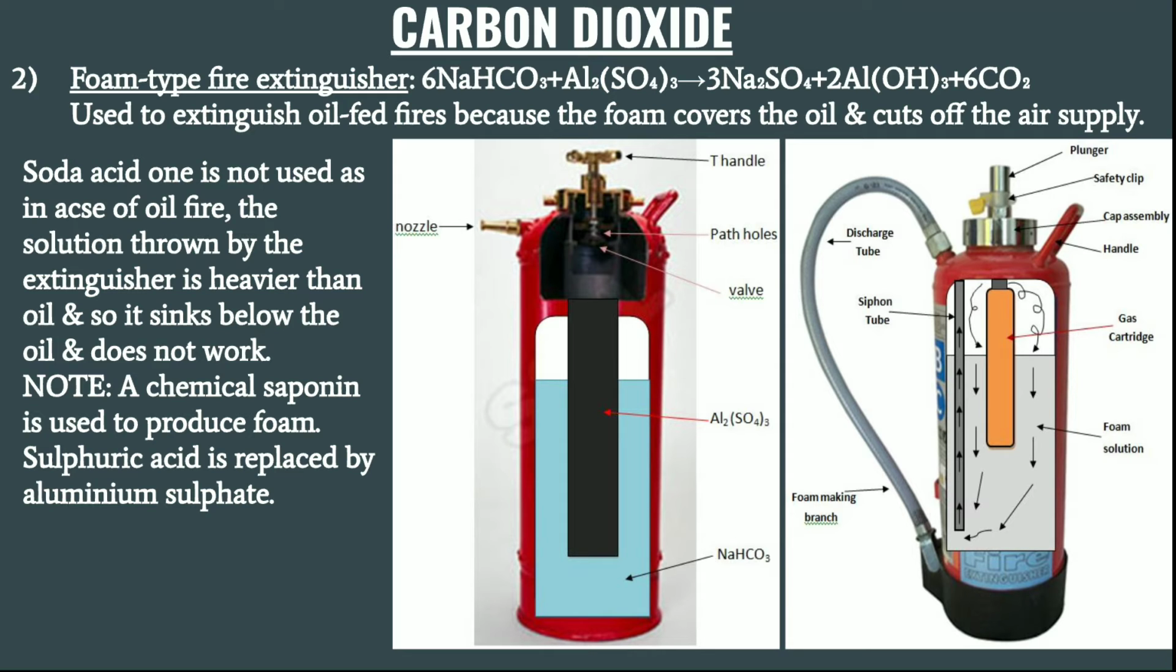It will cover the oil and cut off the air supply, and the fire will get extinguished. A chemical known as saponin is used to produce the foam. Sulfuric acid is replaced here by aluminum sulfate.